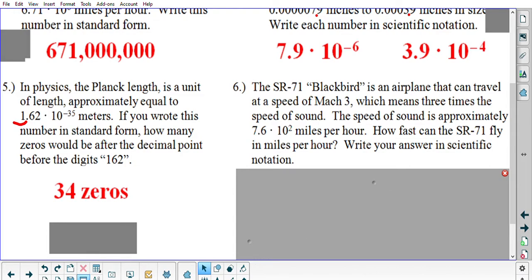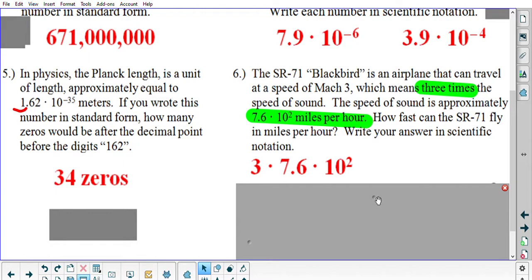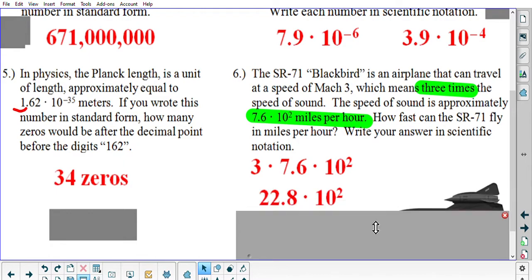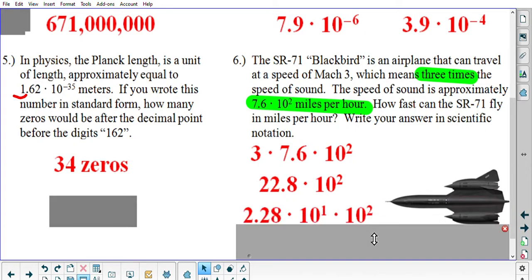We first need to figure out how to incorporate that the problem said 3 times the speed of sound. And then it told me what that speed of sound actually is, 7.6 times 10 to the second power. So we need to take 3 times 7.6 times 10 to the second power. Now there's a variety of ways of doing this. One way you could do it is take 3 times 7.6, which is 22.8. If you don't believe me, you can do the work off to the side. It's 22.8.